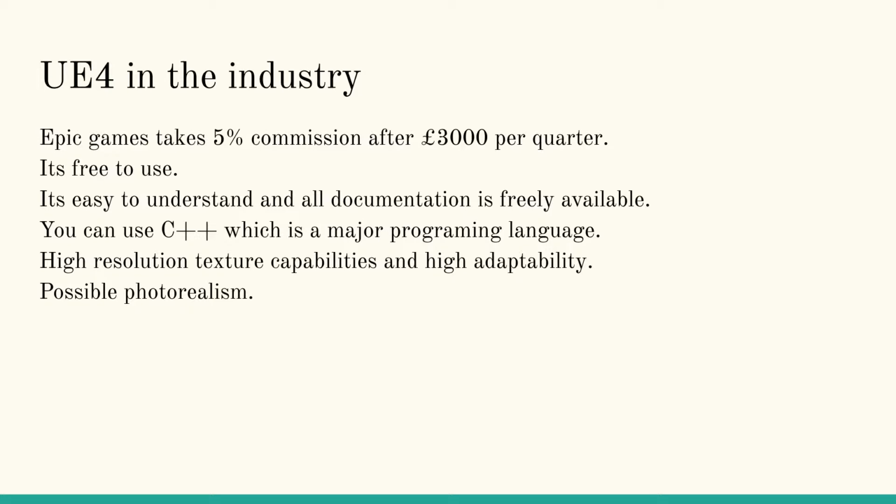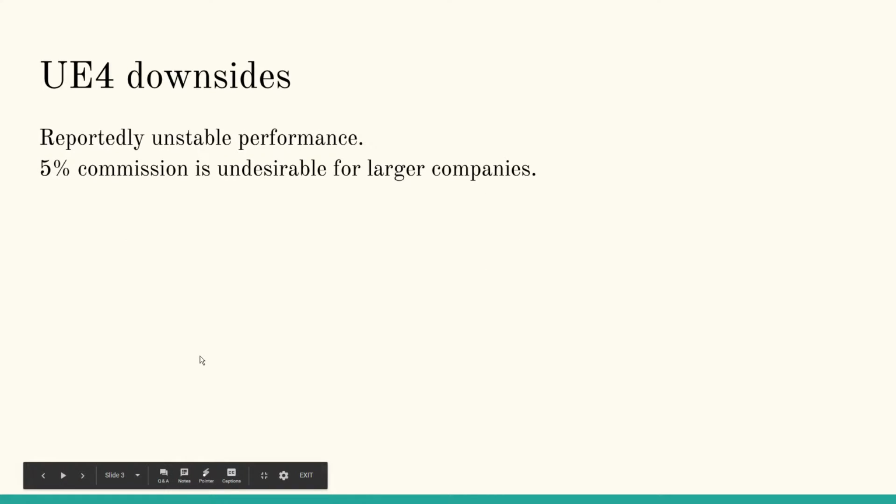One of the major things that we're talking about is the commission that Epic Games takes, which is one of the reasons why the industry sees it as a positive. They only take 5% of revenue after £3,000 per quarter. The downside to this is that 5% commission is undesirable for very large companies like EA, where it would cost them less overall to produce their own engine and then produce their own games from there, meaning that they get around the commission rather than having to pay Epic Games.